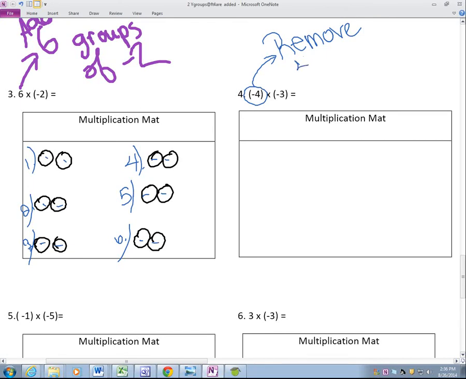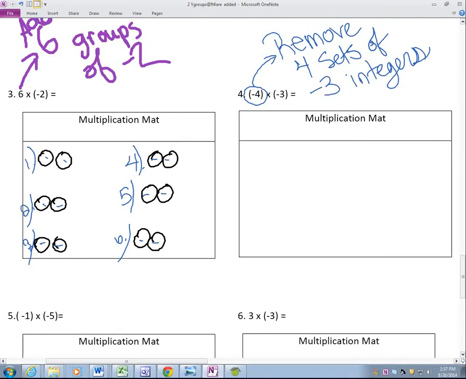Remove 4 sets of -3 integers. Is that too thin of writing? Can you read that in the back? Okay. You can? In the front? Okay. It might just be my bad handwriting.